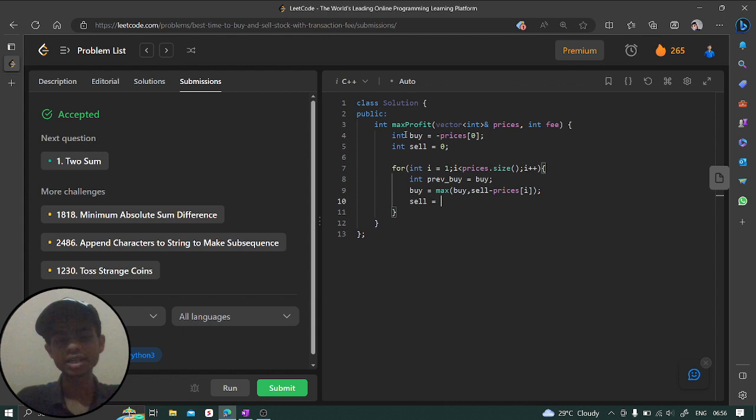After that you can check whether we need to sell it. So sell is the maximum of sell, comma, price[i], and subtract the loss we got by buying, plus, not plus, minus fees. After that you can simply return sell.